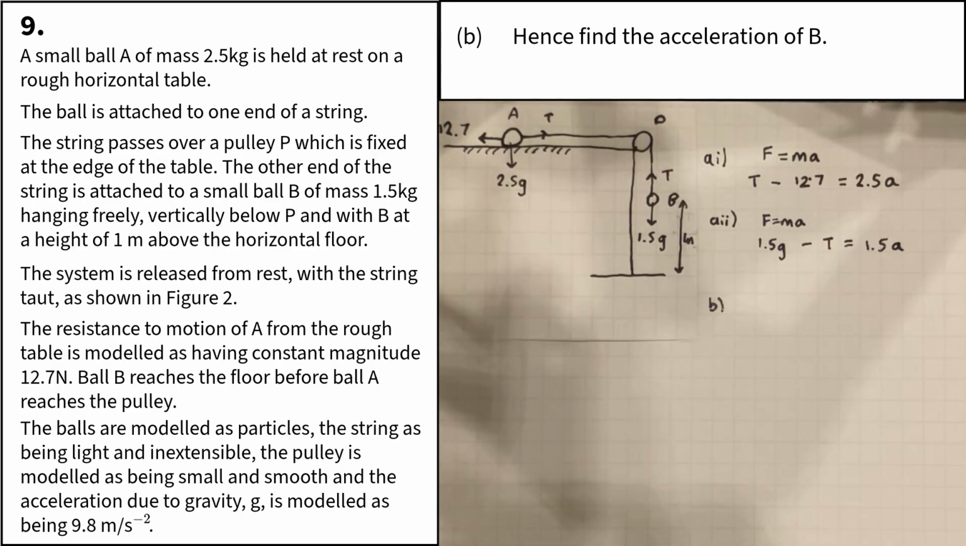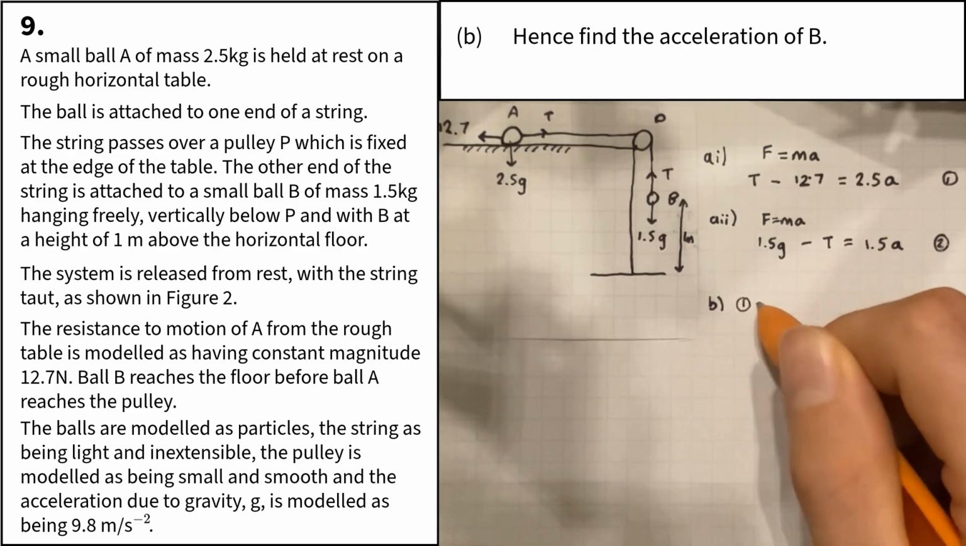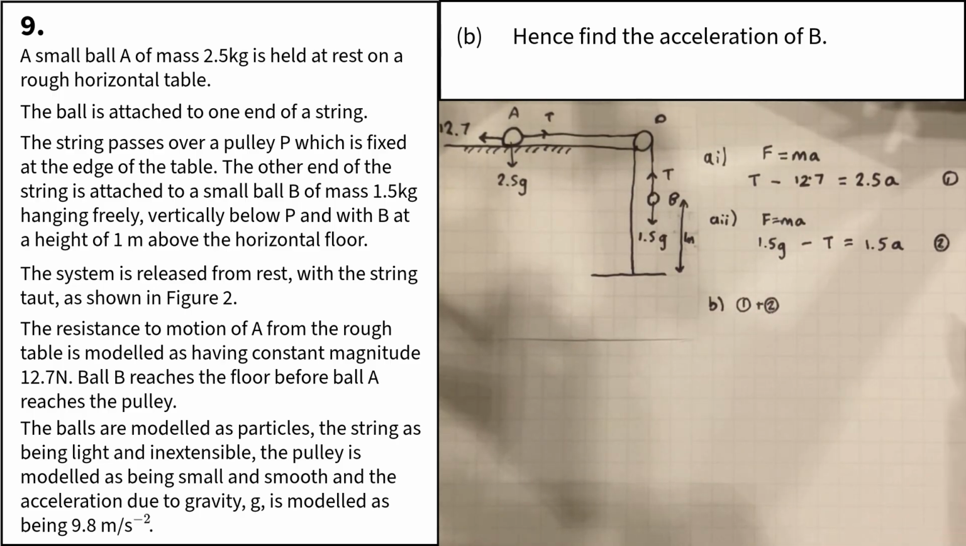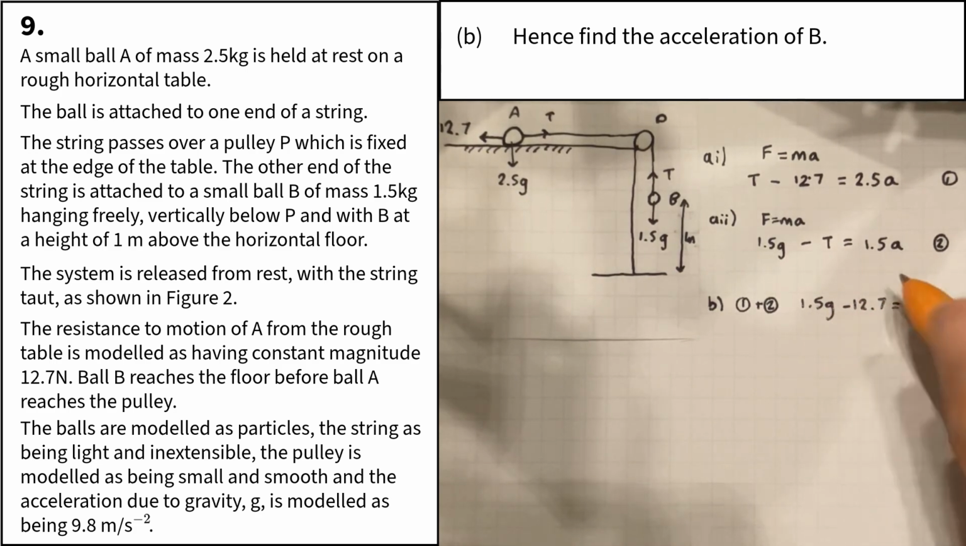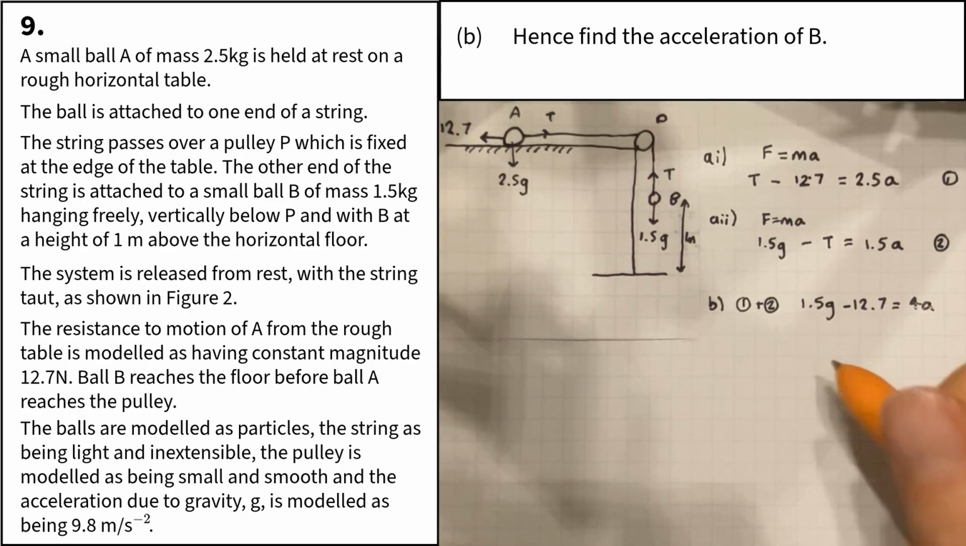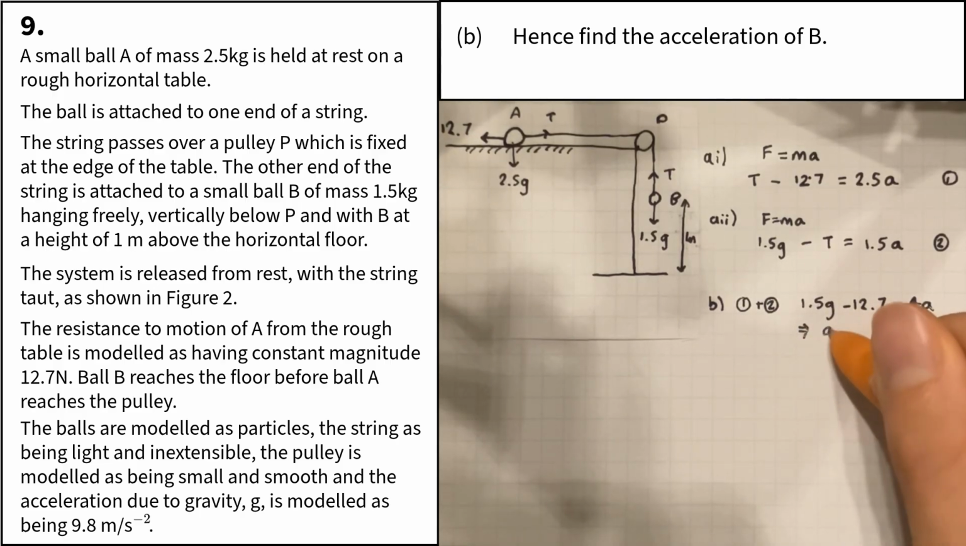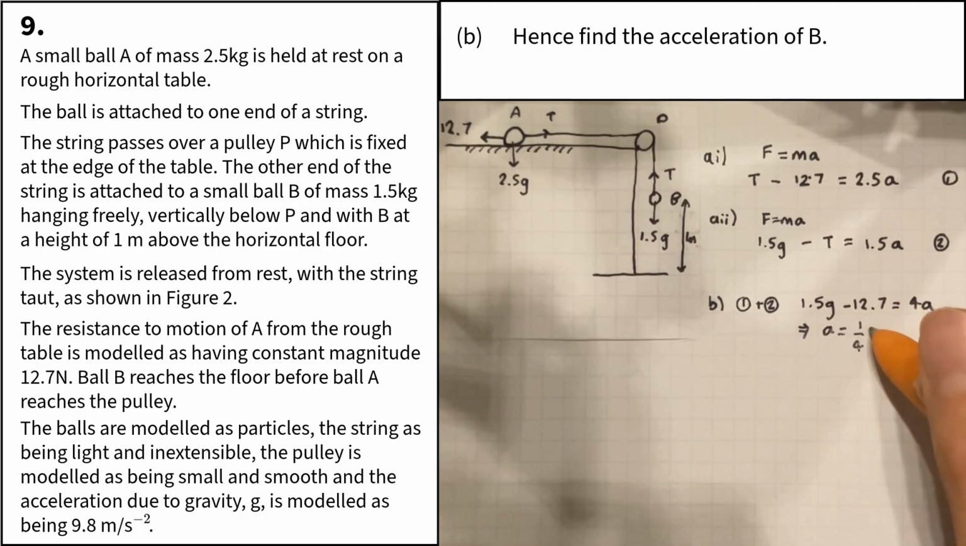For part B, this is just simultaneous equations. If I label these equations 1 and 2, then you'll notice that if we add 1 plus 2, then the T and the minus T will cancel each other out. And we'll be left with 1.5g minus 12.7, and then 2.5a plus 1.5a is going to be 4a. That tells us that a is going to be equal to a quarter of whatever 1.5g minus 12.7 is.